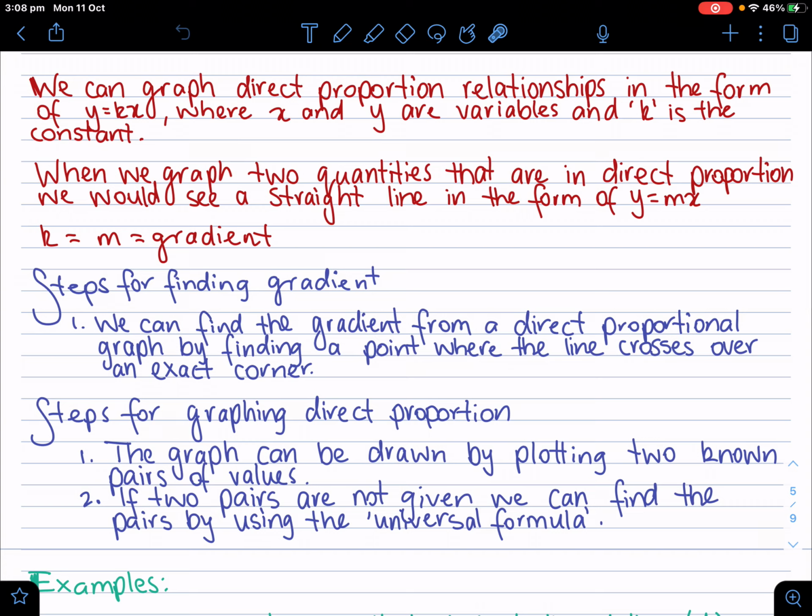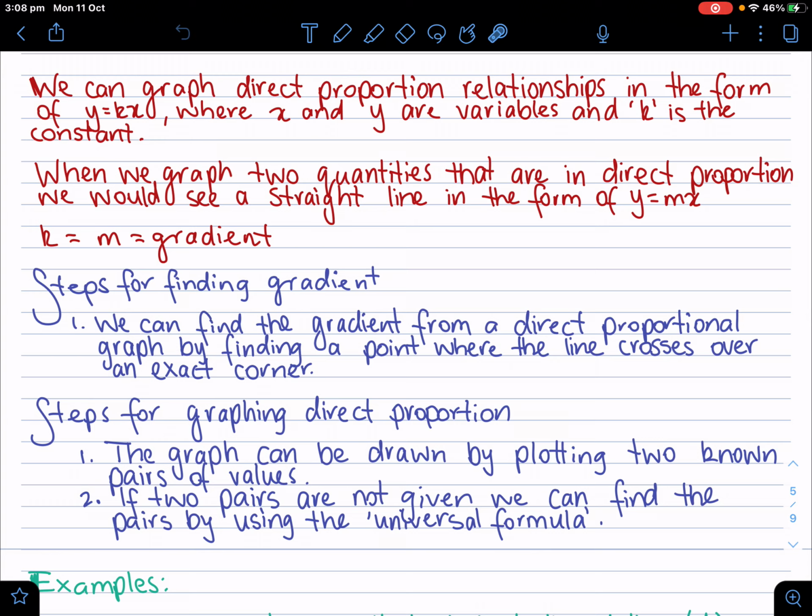So let's look at the first set of steps. Steps for finding the gradient. Well, if you've looked at the gradient video, you'll know it's exactly the same. We can find the gradient from a direct proportion graph by finding a point on the line, any point, where the line crosses over on an exact corner. When you have your grid lines, you have exact corners, and you just look at where it crosses over on the exact corner. And we'll do a few examples of it.